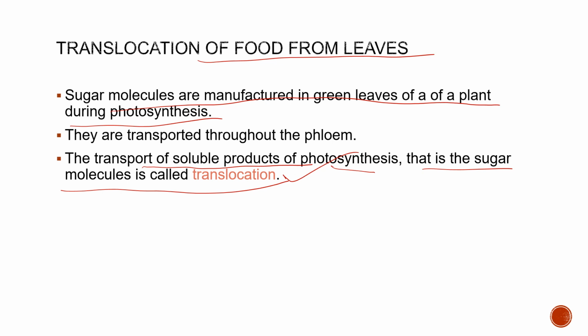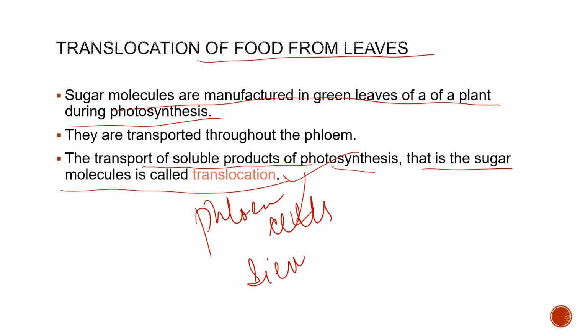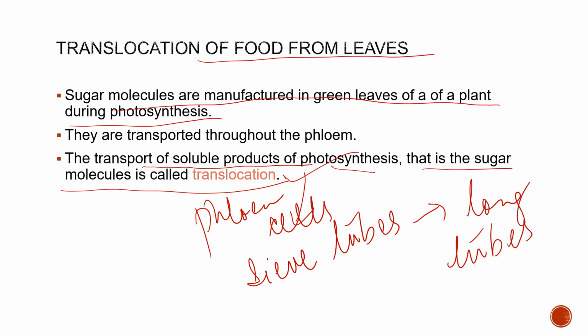We have already studied in the previous part that phloem cells and the sieve tubes are placed one above the other to form a long tube. So who is causing this translocation? The phloem cells and the sieve tubes, placed one above the other, form long tubes, and these long tubes help the food to get transported. Like this, the transportation or translocation is happening. This is how the food is transported from one part of the plant to another, that is from the leaves to different parts of the body.